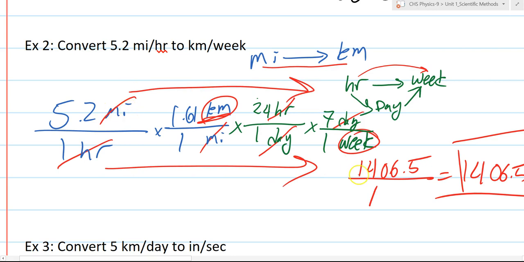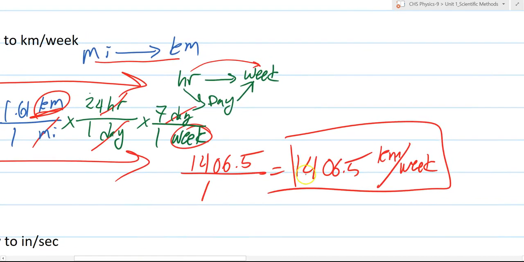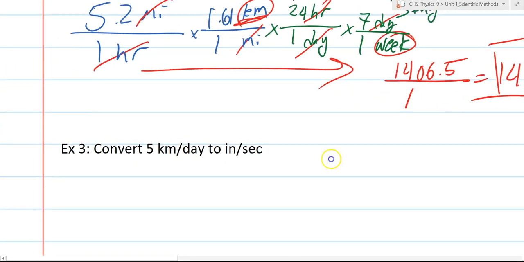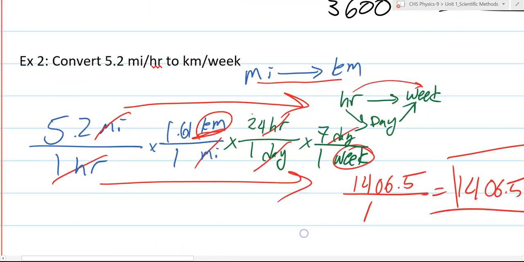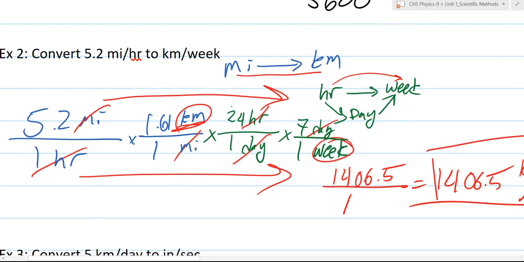All the things on the top equal 1,406.5. Everything on the bottom equals 1. So then my answer would be 1,406.5 kilometers per week. Okay. So those are your fairly straightforward ones with maybe a little bit of stuff in between. But notice how I didn't have to do any sort of moving the decimal stuff.